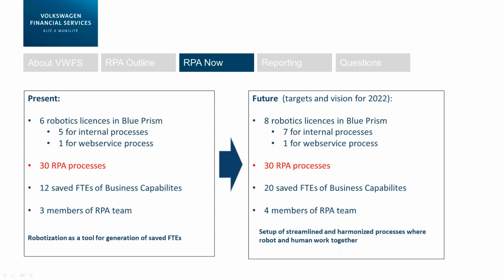On these 5 internal licenses, we operate about 30 RPA processes with a total benefit of about 12 FTEs of saved business capabilities. That means 5 RPA licenses save, on average each day, the work of 12 employees. I think it is also a good point to say that the actual RPA team has only 3 members. So let's say a low cost and effective strategy.